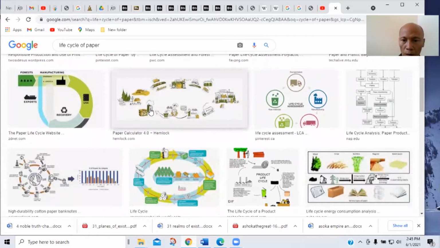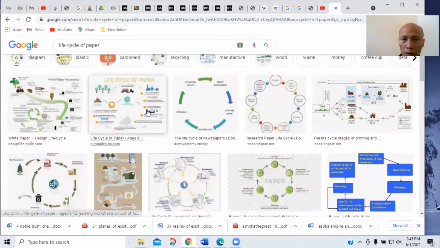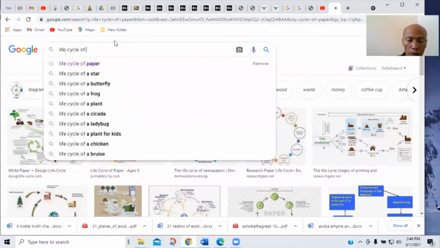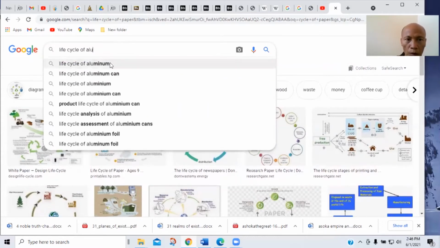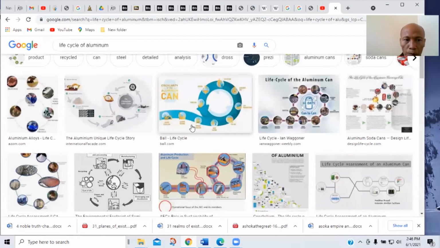Anyway, so there's a cycle there. So paper production from trees, printing, distribution, collection, and recycling. That's the life cycle of paper. And you can type anything, the life cycle of metals, aluminum, and it goes the same way. It's the same cycle of production.